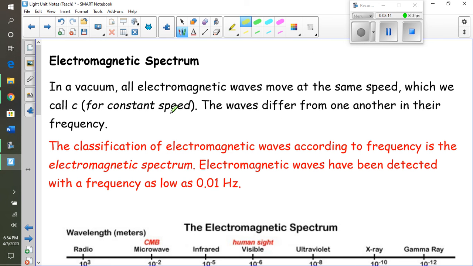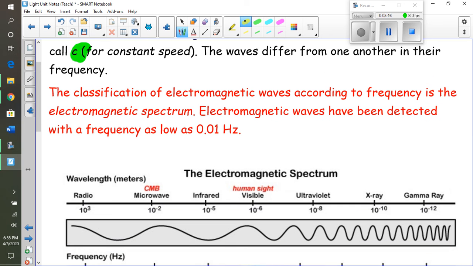So if we're looking at a vacuum, all electromagnetic waves move at the same speed, which we call c. There are many myths about why we use the letter c for the speed of light. I'm not sure which myth is correct, but we use that. And that's right around 300 million meters per second, so 3 times 10 to the 8th. The waves differ from one another in their frequency. So this classification of electromagnetic waves by frequency is what we call the electromagnetic spectrum.